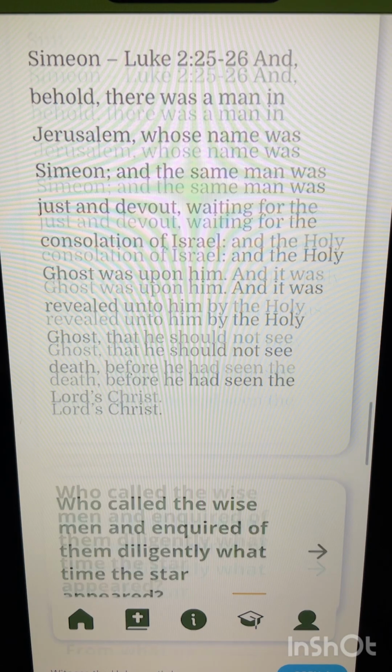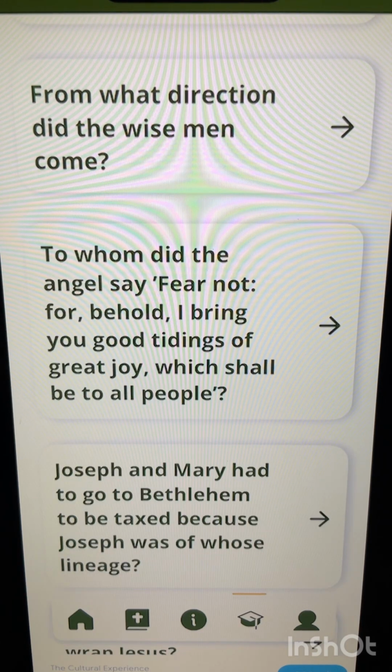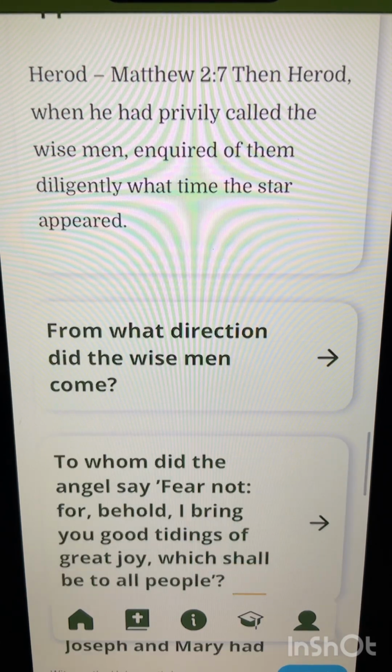And also, another question, who called the wise men and inquired of them diligently what time the star appeared? Answer goes to Herod, and that was in Matthew chapter 2, verse 7, which says, then Herod, when he had privily called the wise men, inquired of them diligently what time the star appeared.